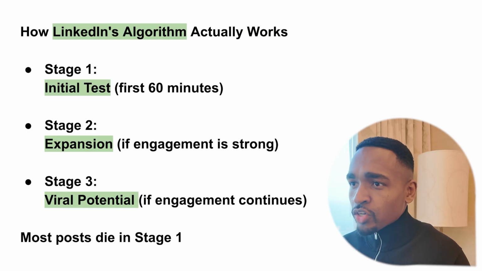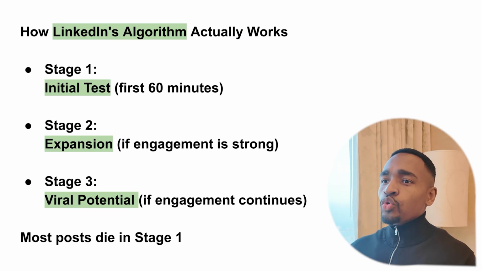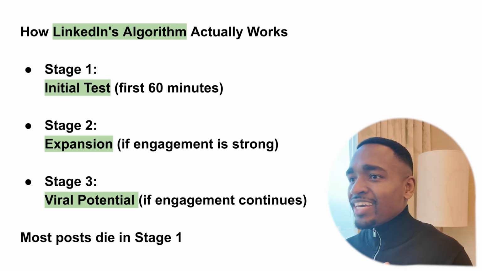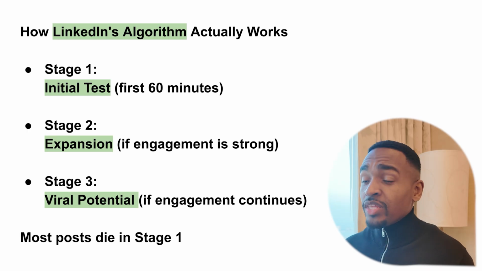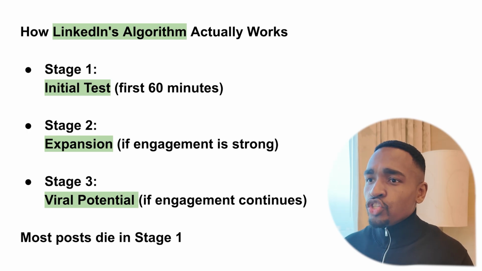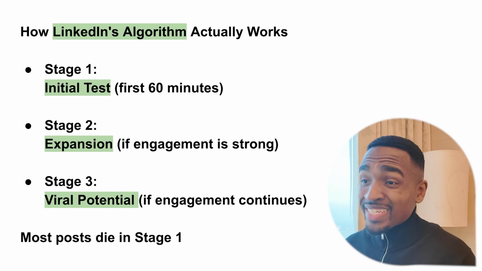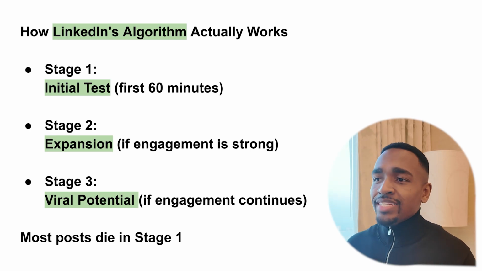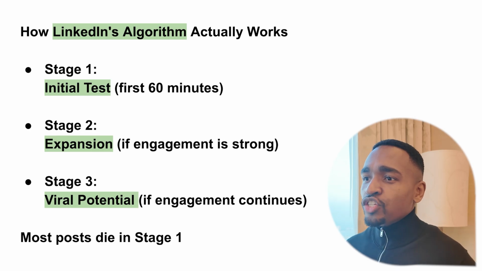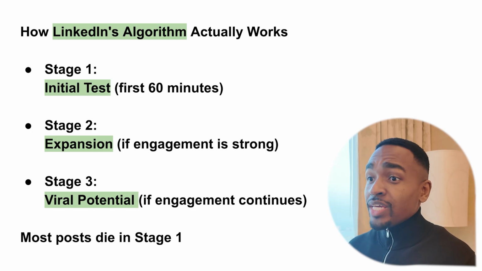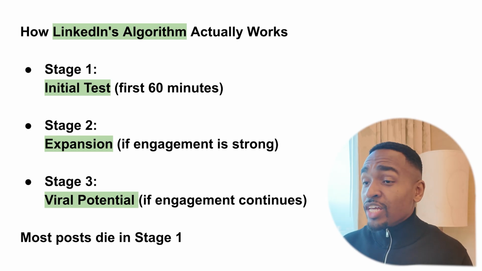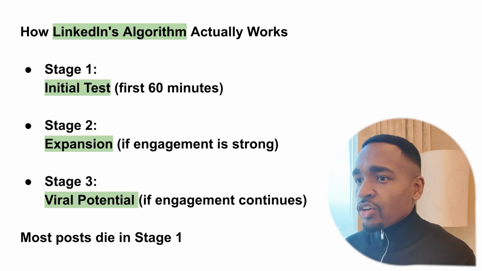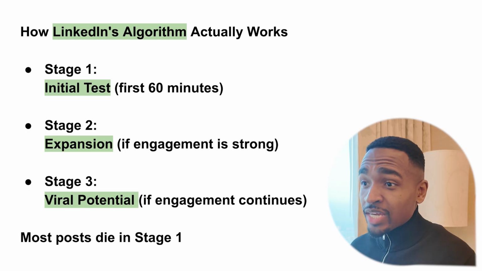When you hit publish on a post, LinkedIn doesn't show it to all of your followers immediately. Instead, it goes through 3 different stages. The first stage is the initial test. In the first 60 minutes, LinkedIn shows your post just to a small percentage of your network, usually 5 or 10%, if that, and it treats that as a test group. Now, the second stage is expansion. If your post gets strong engagement from that test group, LinkedIn then expands the reach and shows it to more people, i.e. your full network plus your second degree connections.